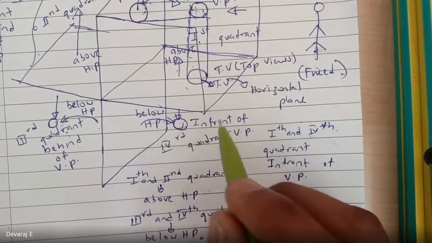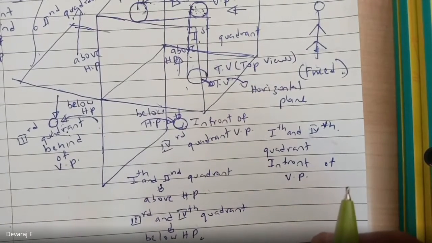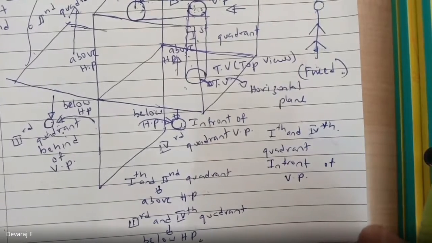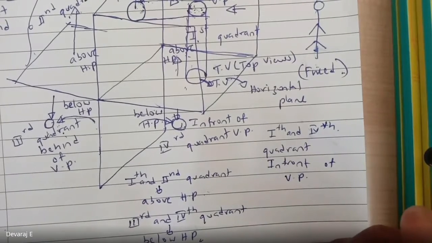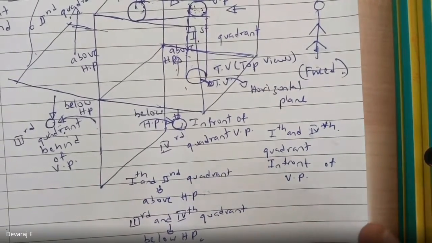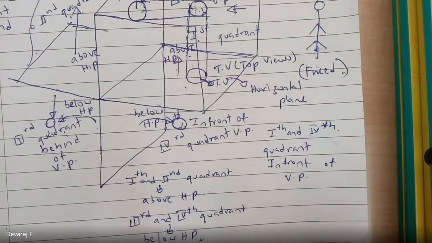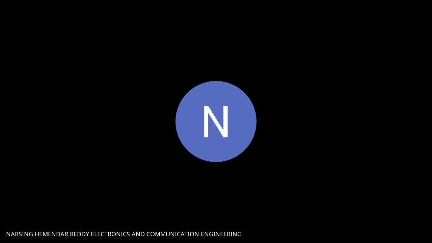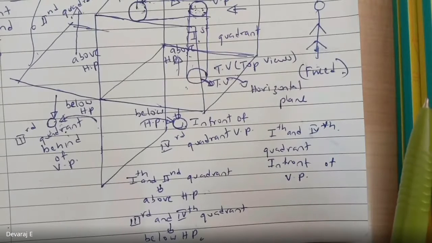Next, if I ask the question, the object is kept in front of VP and below HP, which is the quadrant? Fourth quadrant, sir. Then again, the object is kept in front of VP and above HP. First quadrant. Good. And next, the object is kept behind VP and below HP. Third quadrant. Good.